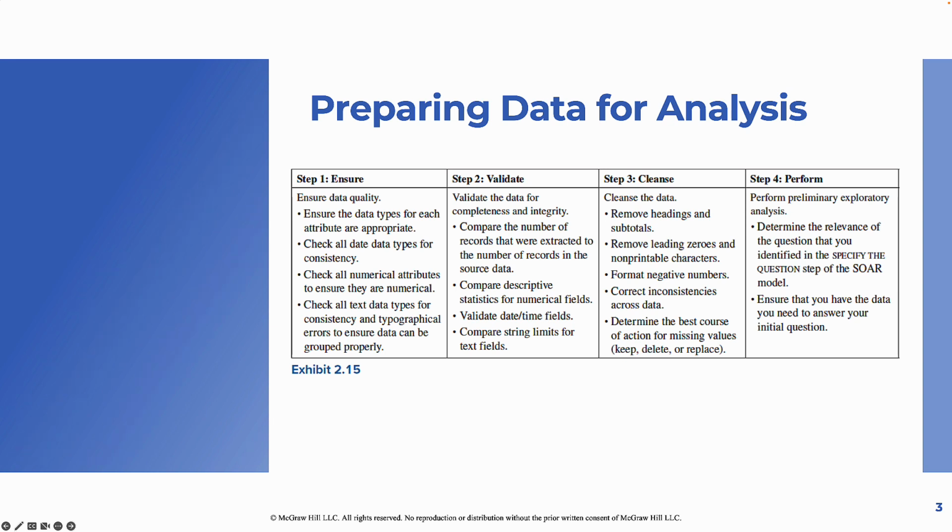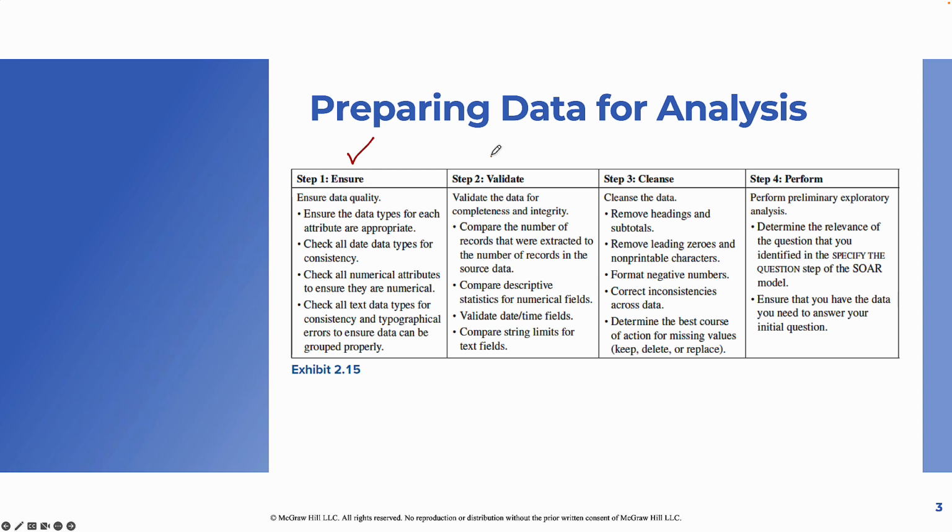So when we are preparing data for analysis, we need to make sure that we do the first step, which is to ensure the data quality. Are the data types appropriate? Are all the data within that data type consistent? Is the numerical attribute truly a numerical field within our database? Make sure that all of the text data is consistent. So for example, we have the same abbreviation for Pennsylvania throughout.